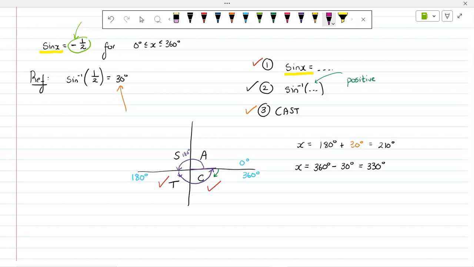So if you want to see if these two solutions work, all you do is substitute them into the x in the equation here. So if you go sine of 210, you should get minus a half. Or if you go sine of 330, you should also get minus a half.